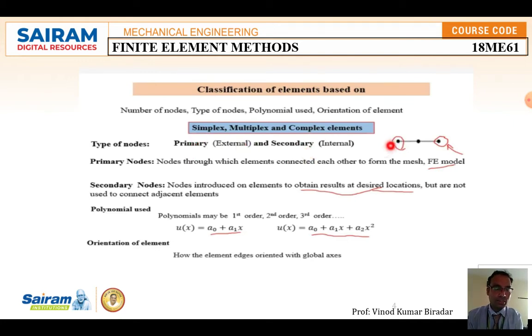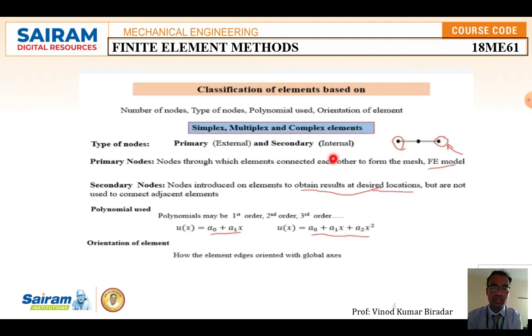If you consider a link, this is the link. If you consider only the two sides, the two edges of the link present in that element, such types of nodes we are going to call primary nodes. That is a node which is present at the end side, not in the intermediate. Suppose you put a node in the intermediate, in between those two ends I have shown here, such types of nodes we are going to call secondary nodes. Primary nodes are the nodes through which the elements are connected to each other to form a mesh, that is the finite element model. The secondary node is nothing but a node introduced on the element to obtain results at the desired location, but it is not used to connect adjacent elements.